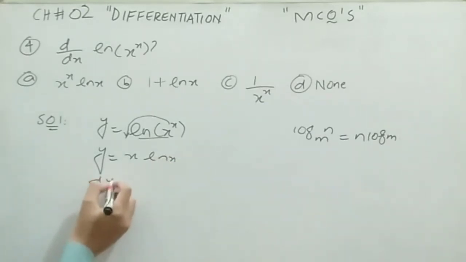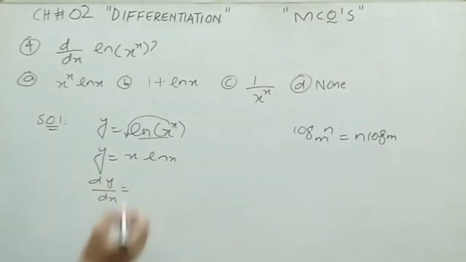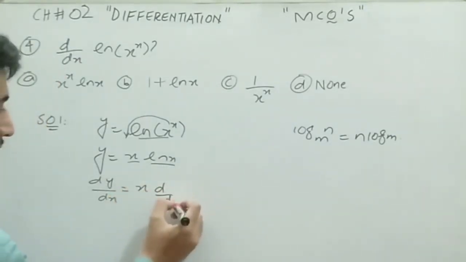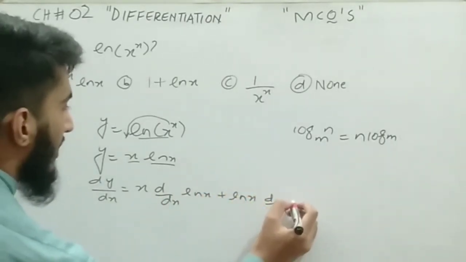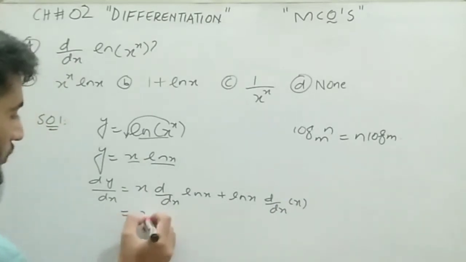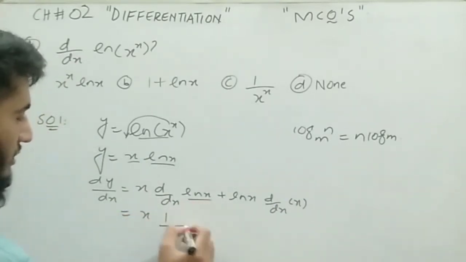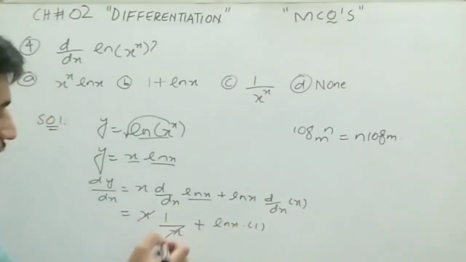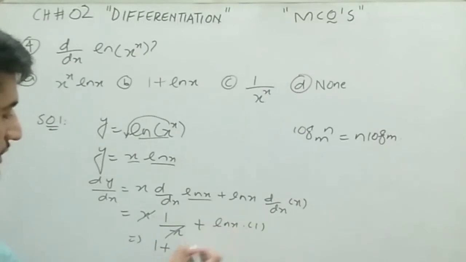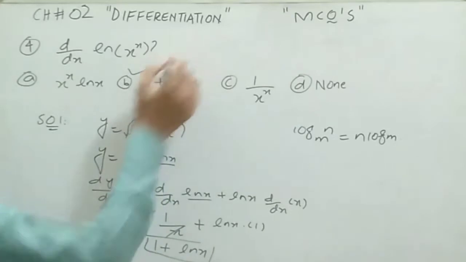Now differentiate both sides with respect to x. So dy by dx will be equal to, over here we have two functions. First function is algebraic and the second one is logarithmic function. So when the two functions are multiplied with each other, we use the product rule of differentiation. First function times derivative of the second function ln of x, plus second function ln of x times derivative of the first function x. So the derivative will be x multiplied by derivative of ln of x, which is 1 over x, plus ln of x times derivative of x, which is 1. x is cancelled out with x, so we are left with 1 plus ln of x. So the required derivative is equal to 1 plus ln x. So the correct option is option number B.